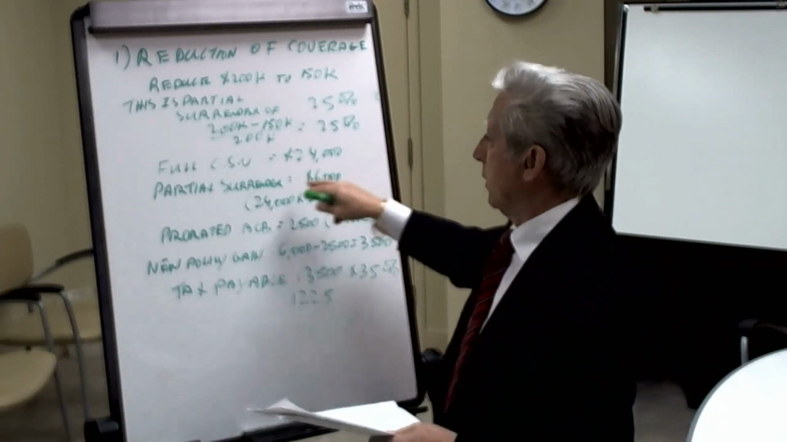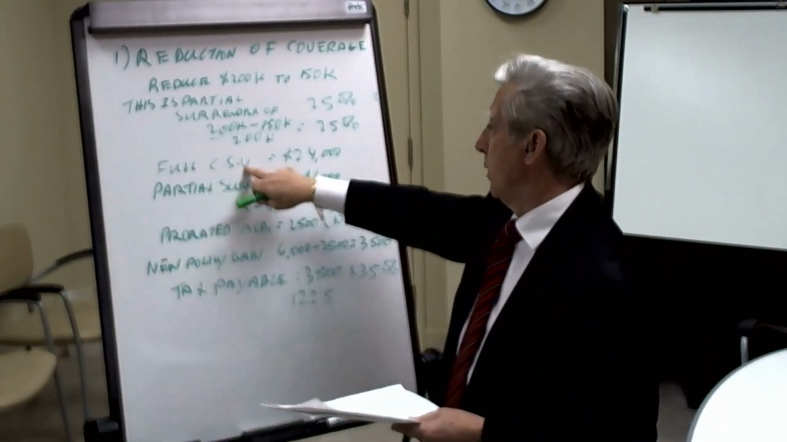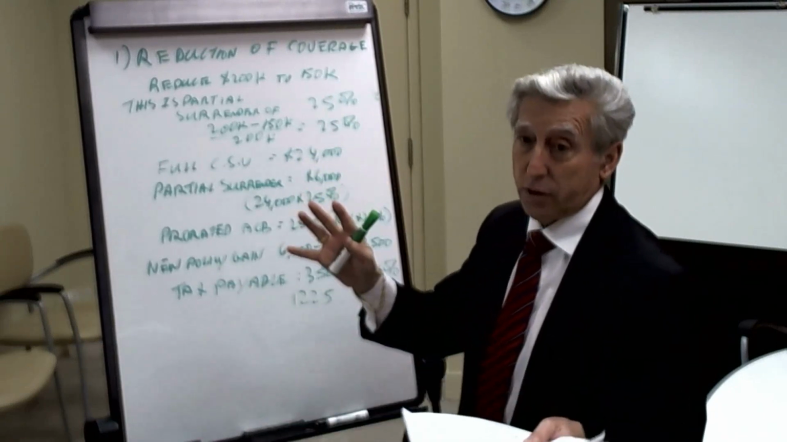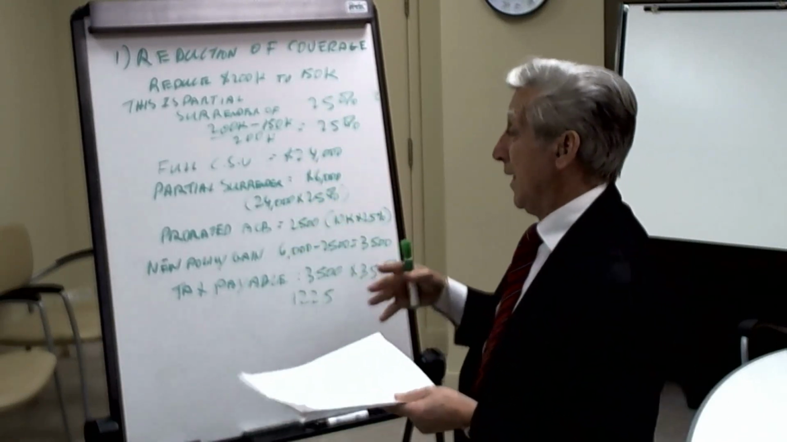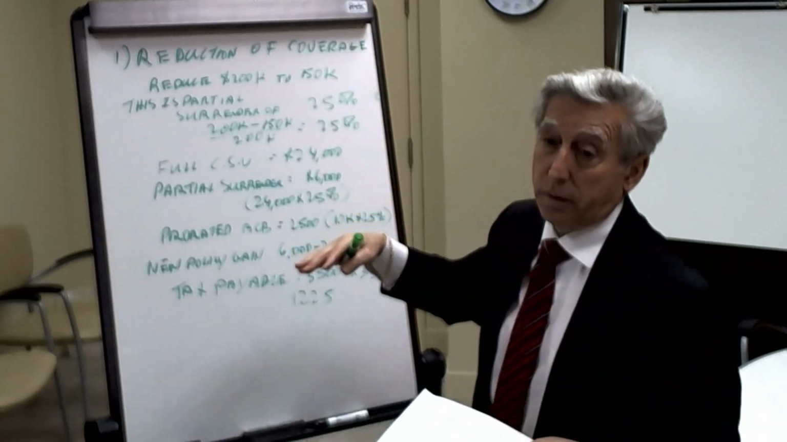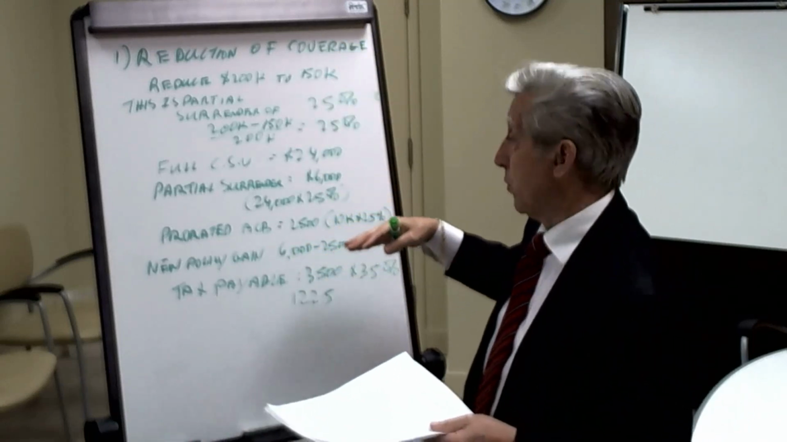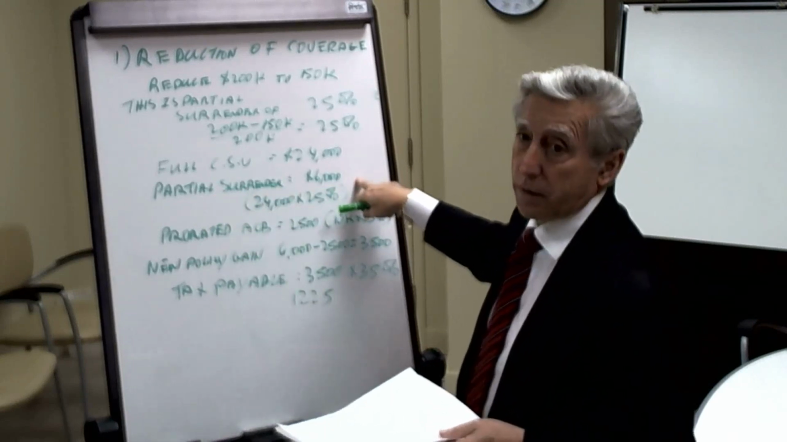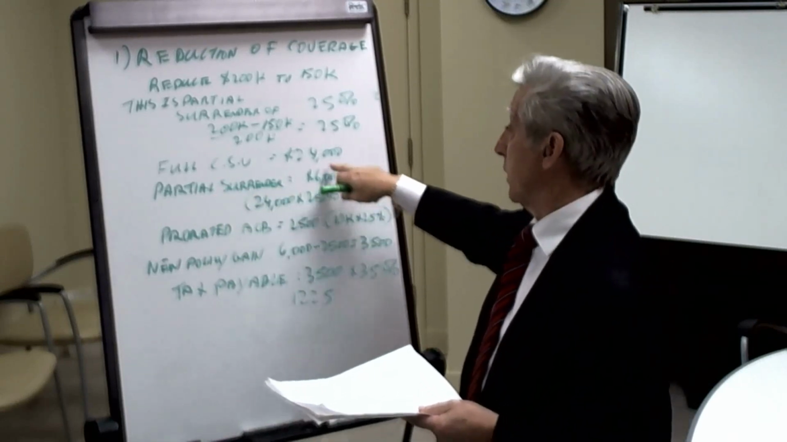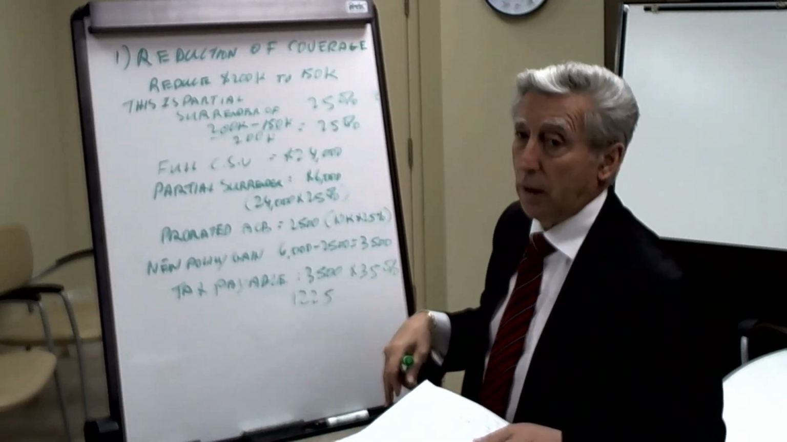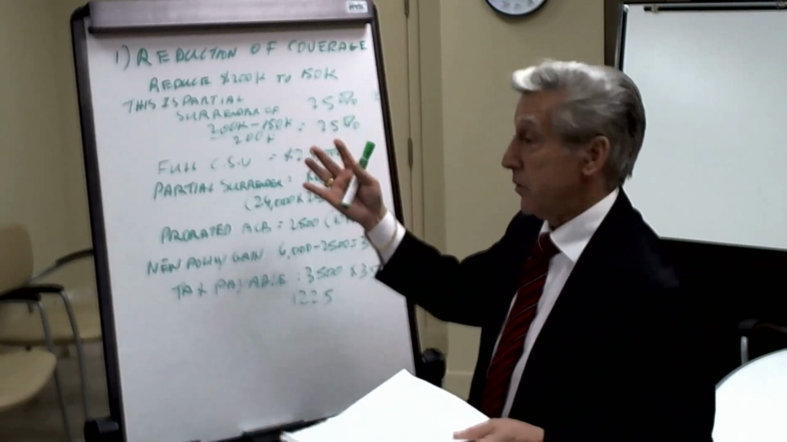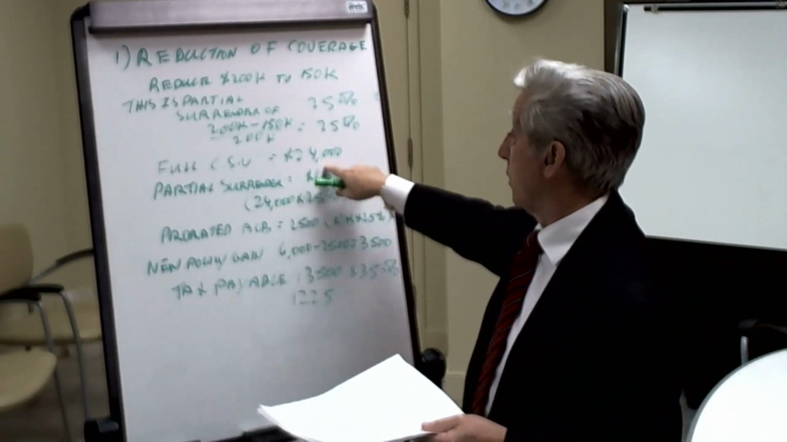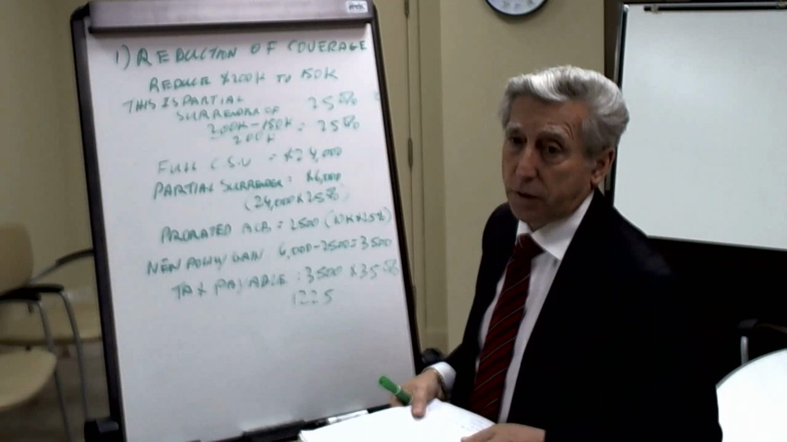You'll also recall the full CSV was $24,000. In other words, before she reduced it, her cash surrender value was all $24,000. Now, because she's reduced the amount of coverage by 25%, it throws up a partial surrender amount of $6,000. In other words, she no longer can shelter $24,000 anymore. So it throws off $6,000 worth of CSV. How do we get that? 25% of $24,000 is $6,000.